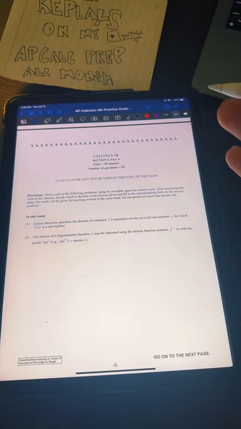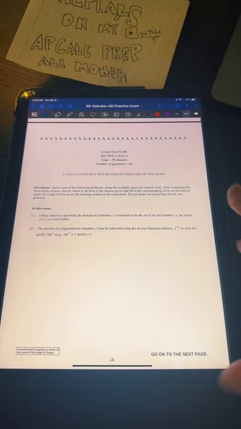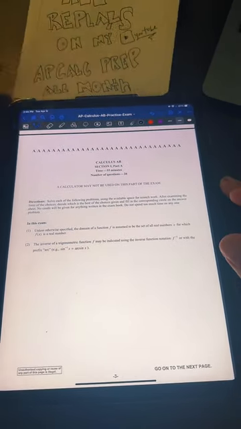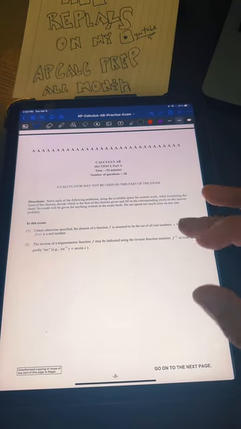So you can go ahead and print it out, follow along, do whatever you want with it, but we're just going to practice, okay? So the AP exam is in May. It's not for another month, but it's always good to start practicing as early as we can.